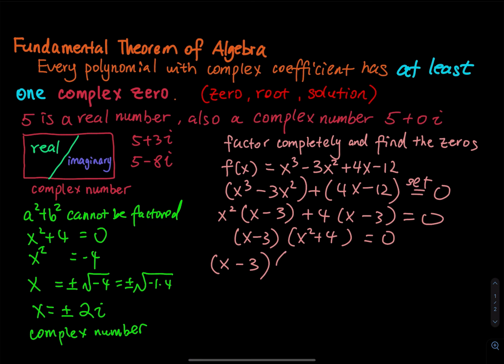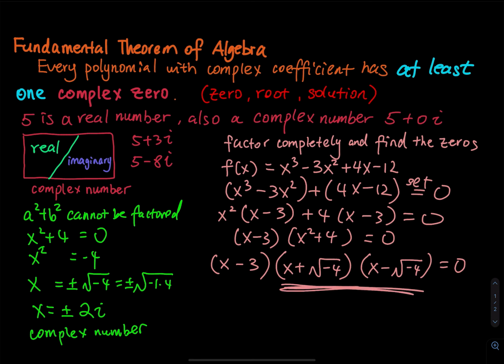Watch me. You have x plus the square root of negative 4, and then x minus the square root of negative 4. That is equal to 0. Okay, this is the secret. So that is the whole purpose of this video. I want to show you how to factor a squared plus b squared.